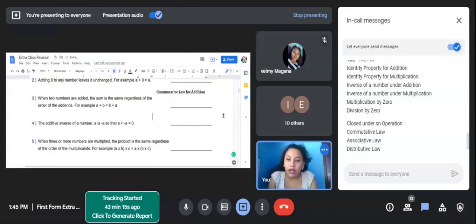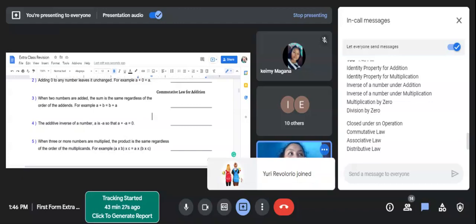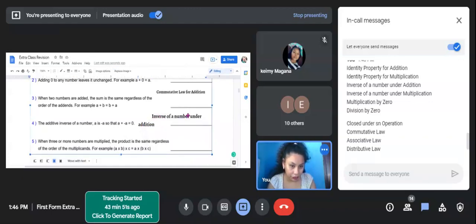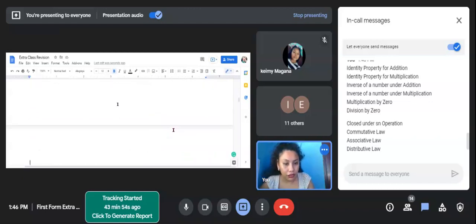Okay. The additive inverse of a number. Now, when I have a positive number and I want the opposite and I add them, what is that called? The inverse for addition. Very good. Inverse of a number under addition.